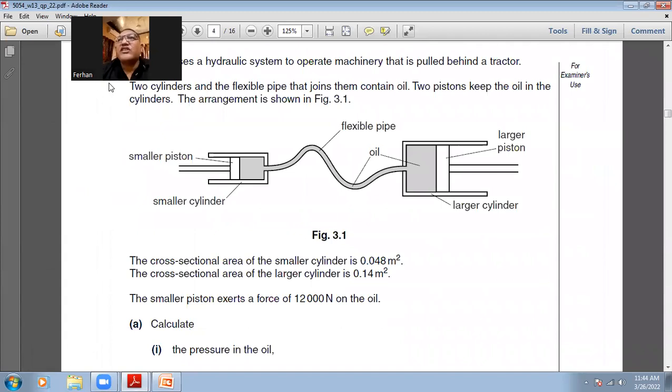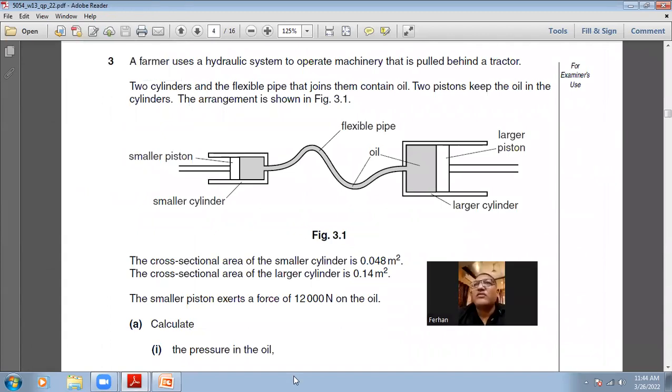The next question is coming up on your screen, and that is question number 3. A farmer uses a hydraulic system to operate machinery that is pulled behind a tractor. Two cylinders and a flexible pipe that joins them contain oil. Two pistons keep the oil in the cylinders. The arrangement is shown in figure 3.1.